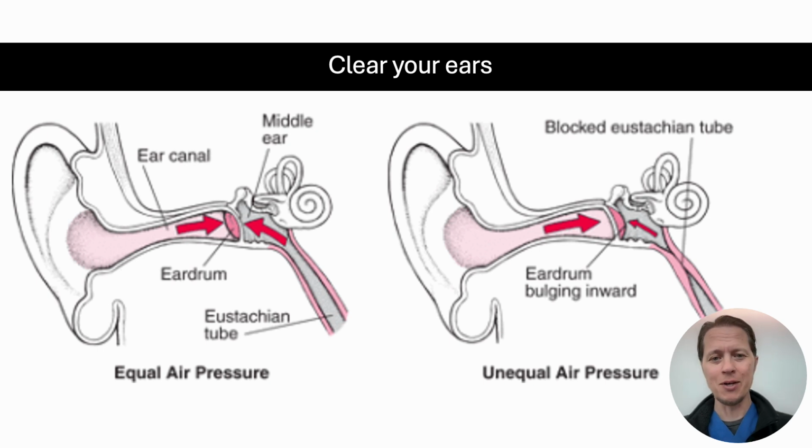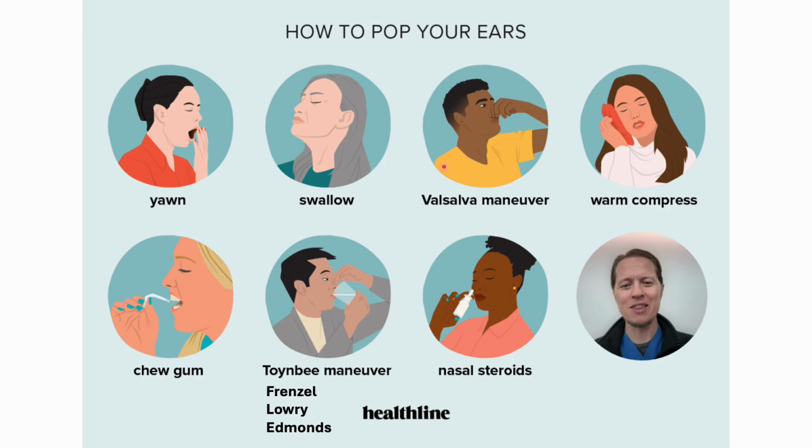How do we do that, you ask? Well, there are many methods here. My favorite is the Toynbee maneuver. There are a whole bunch of other ones, FYI: Frenzel, Lowry, and Edmonds. But the combination of closing your nostrils and then drinking some water or chewing some gum or swallowing forces and compresses the air in your oropharynx posteriorly and just makes its way into the eustachian tube and just opens that right up. If none of that works, of course, you can be this guy right here.